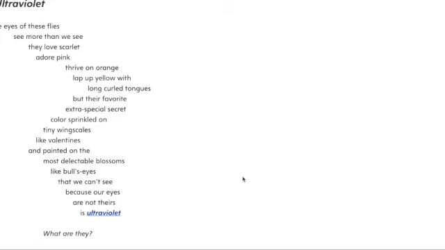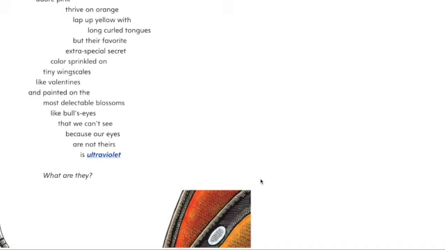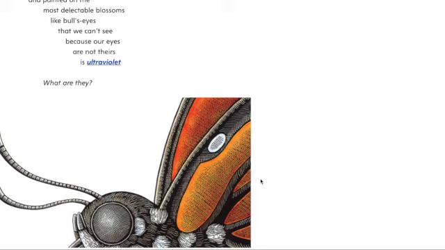Ultraviolet. The eyes of these flies see more than we see. They love scarlet, adore pink, thrive on orange, lap up yellow with long curled tongues. But their favorite, extra special secret, color sprinkled on tiny wing scales like valentines, and painted on the most delectable blossoms like bullseyes that we can't see because our eyes are not theirs, is ultraviolet.